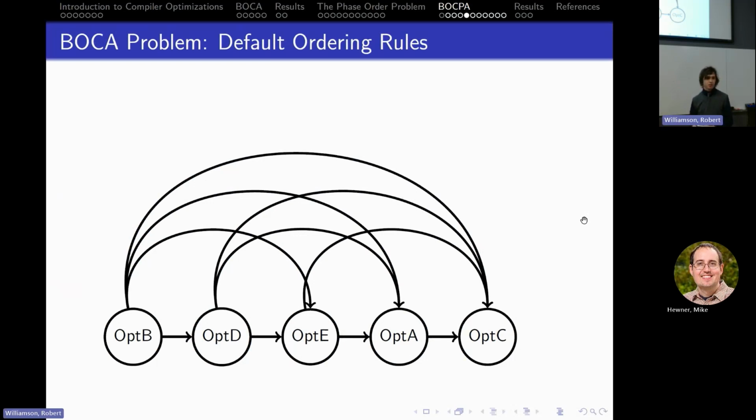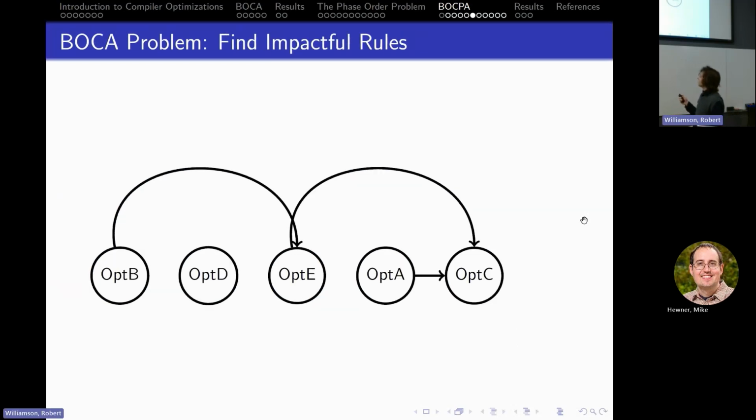So let's go on to the next step of our algorithm, choosing those impactful and unimpactful optimizations. So perhaps these are our impactful rules: B has to come before E, E has to come before C, and A has to come before C. All right, this looks good.